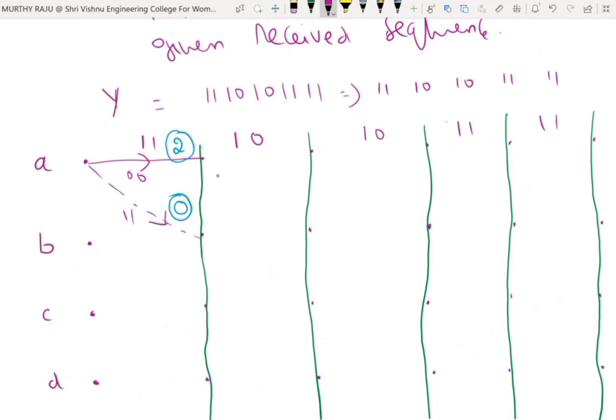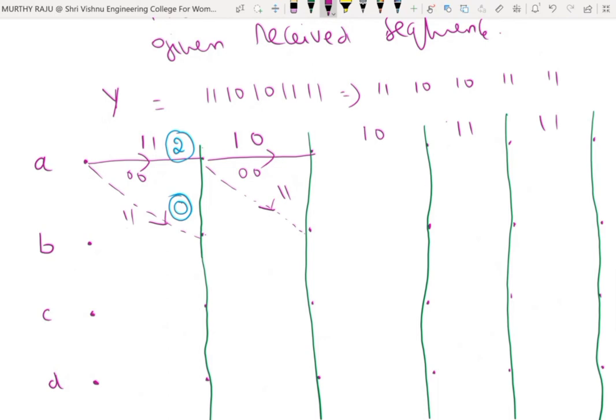Next, A to A is 0 0, and A to B is 1 1. This is the initial path metric. Path metric from A to A is 2, from A to B the path metric is 0.